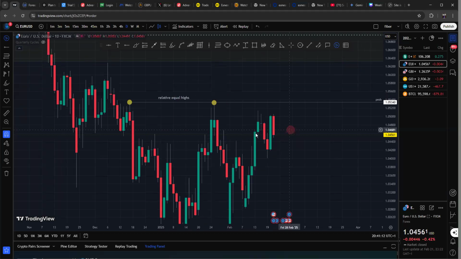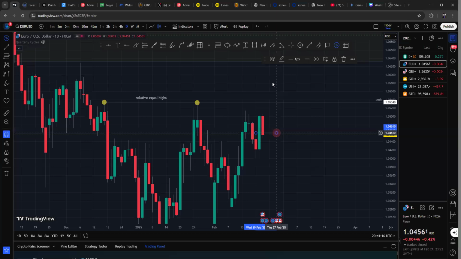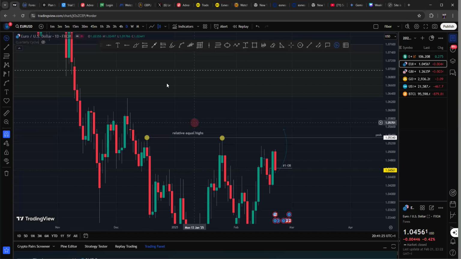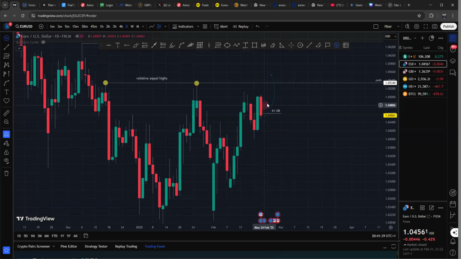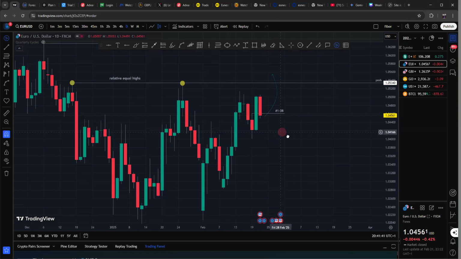And we have this other block here to support price into that key level. So which means this is what we're expecting this week: to take out this buy side liquidity and even move up to this area. Remember, this high also aligns with the previous monthly high. We have these relative equal highs here also aligning with the previous Monday high.